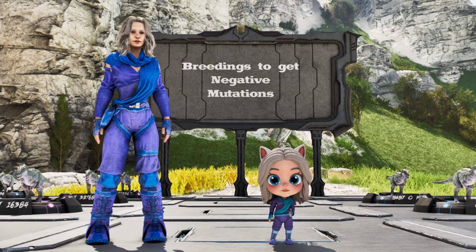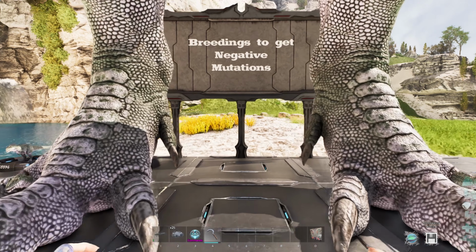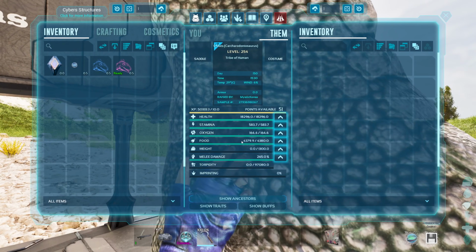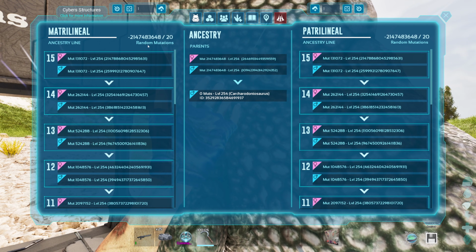And today's topic is negative mutations. Whether you're familiar with negative mutations or not, this should hopefully be a simple guide to understand what negative mutations are in ARC, how to get them, and why you should use them in breeding.